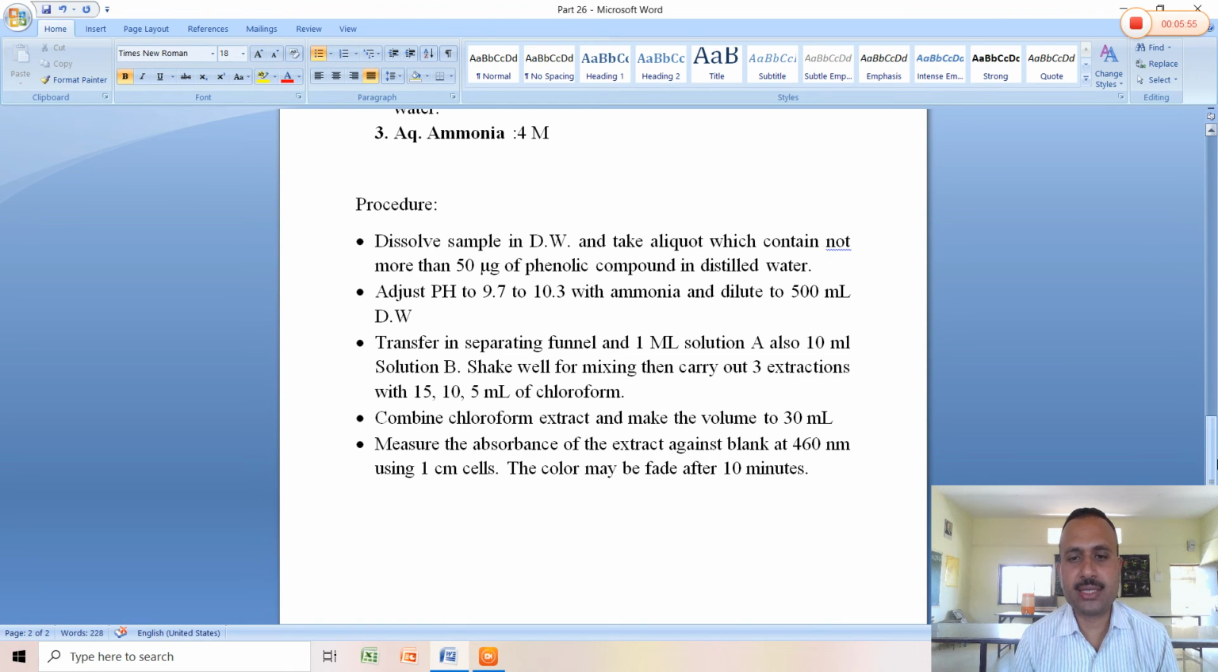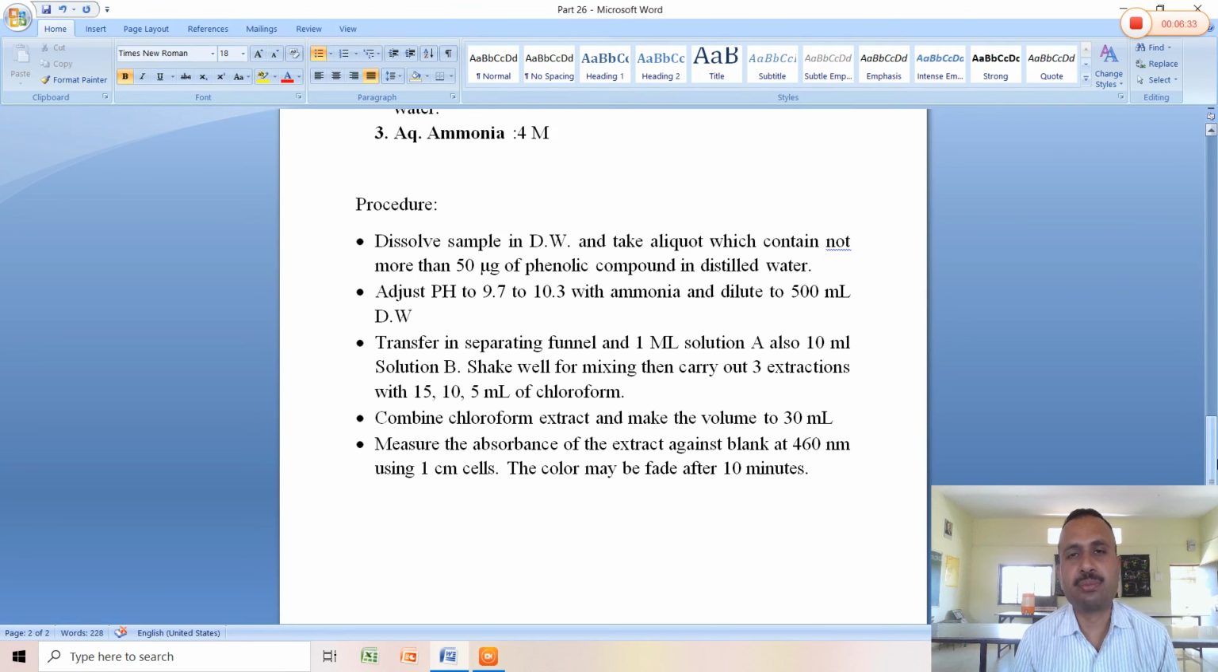Measure the absorbance of the extract against the blank at 460 nanometer using 1 centimeter cells. The cuvette or cell has a 1 centimeter path length. Here the lambda max value is given, that is 460 nanometer, and at this lambda max value the absorbance is measured against the blank. The color may fade after 10 minutes, and chloroform may evaporate, so there is a time limit of 10 minutes. Before 10 minutes it is necessary to take the reading.